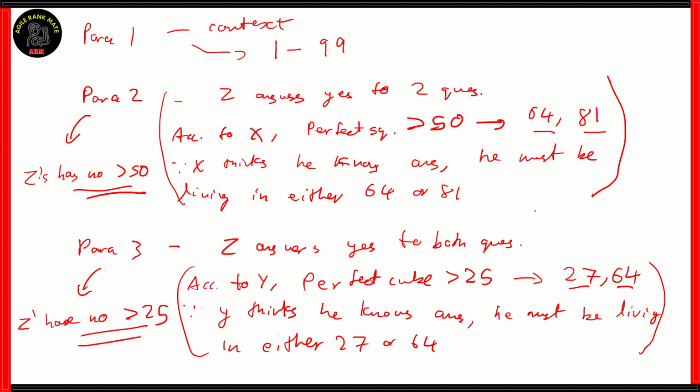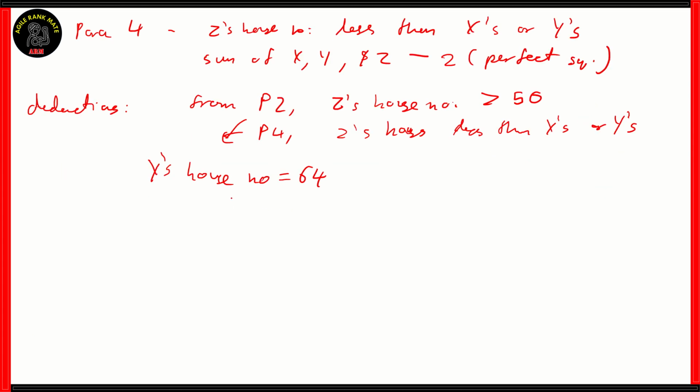Which is ironic, since 64 is also one of the options for X. That means we can conclude that X's house number is equal to 81. So X's number is 81, Y's number is 64. Both of these numbers are greater than Z's house number, which is greater than 50.